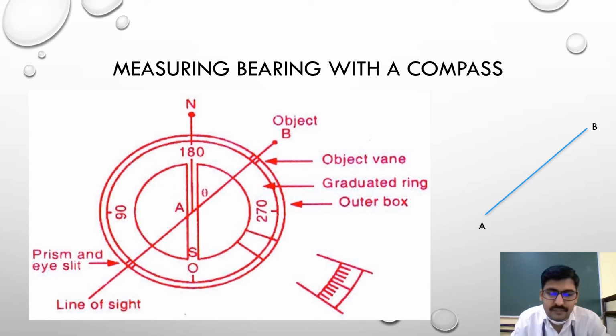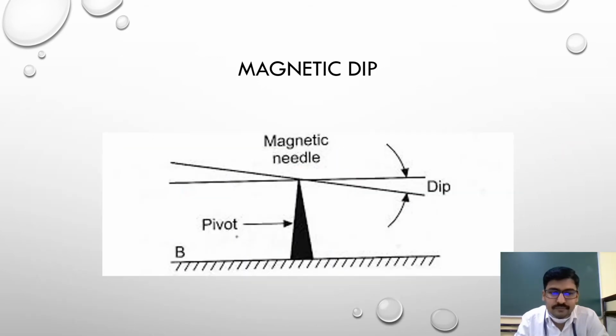So you will be doing experiments in the future wherein you will be dealing with the compass for a number of experiments where you will be reading the angles. Moving forward, there are some important terms which are supposed to be understood. So the first thing is magnetic dip.